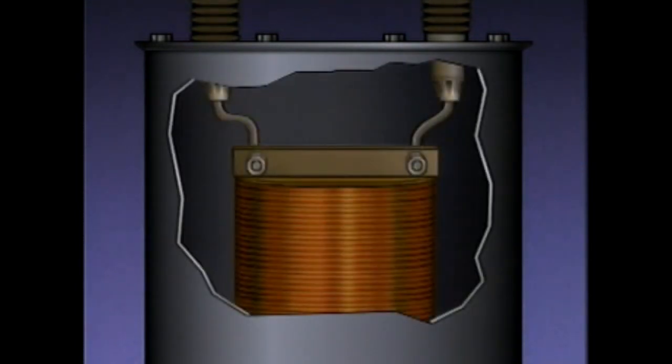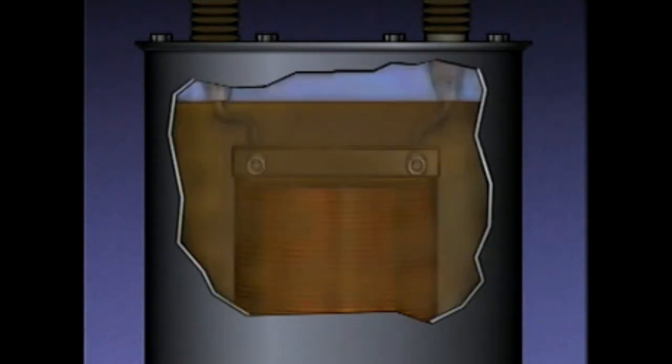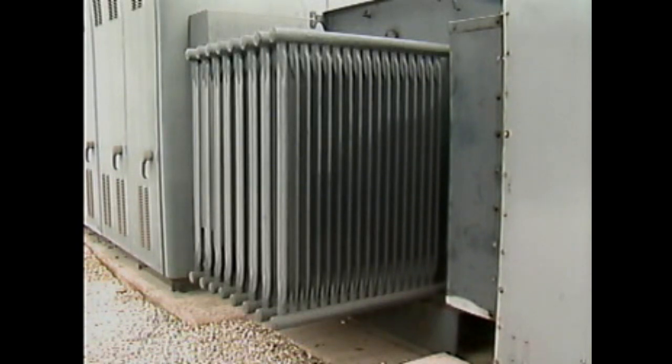Inside the transformer casing are the windings. The windings are usually mounted on an iron core, which concentrates the magnetic field produced in the windings. Besides insulating the windings, the oil also cools the windings, which can produce a lot of heat during normal operation. Some oil-cooled transformers have radiators to make the cooling process more efficient.